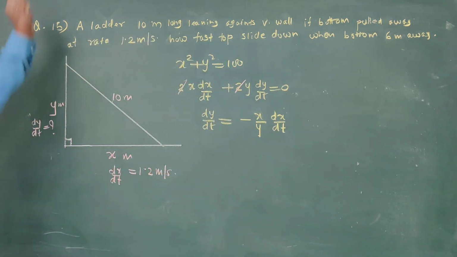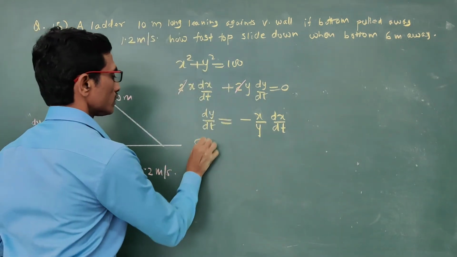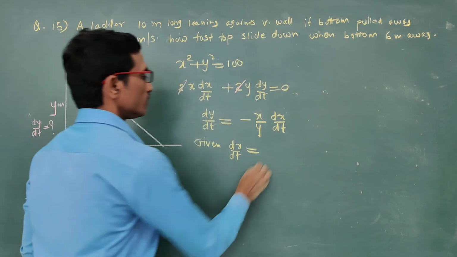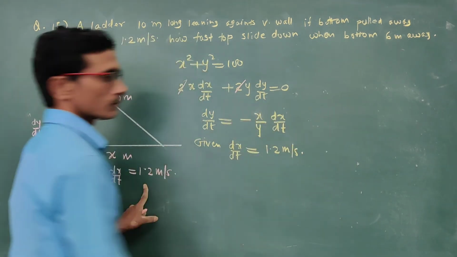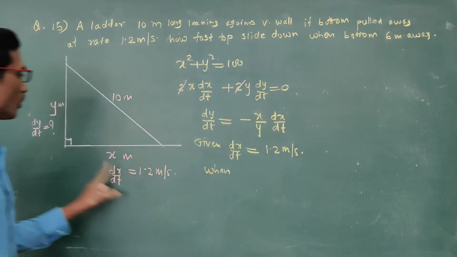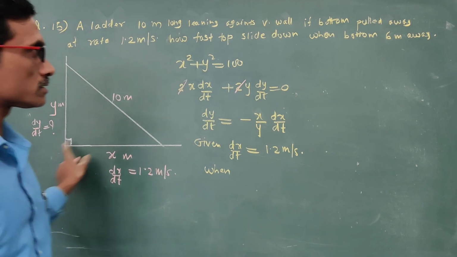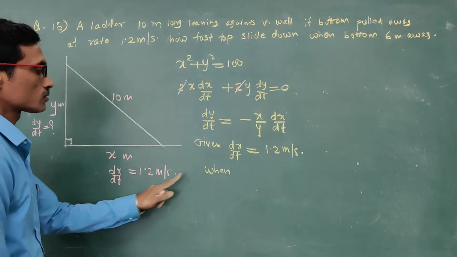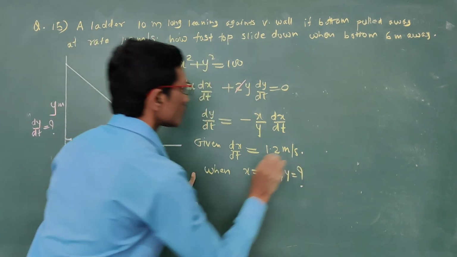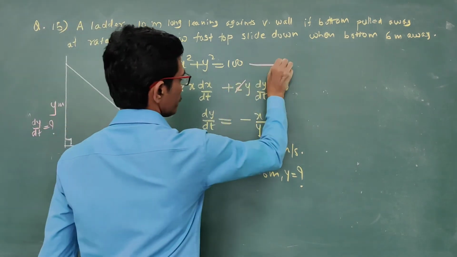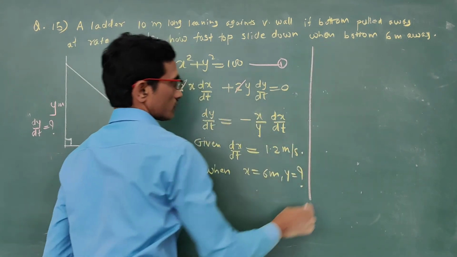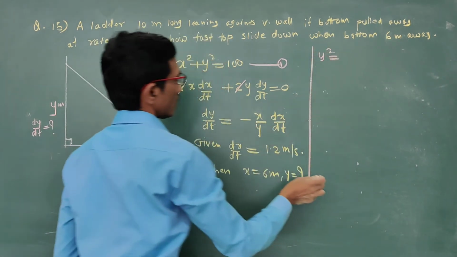Here dx by dt is given, that dx by dt is equal to 1.2 meter per second, and when the bottom of the ladder is 6 meter away from the wall, so when x is equal to 6 meter, what is y? From equation 1 you can get y. So y square is equal to 100 minus x square.